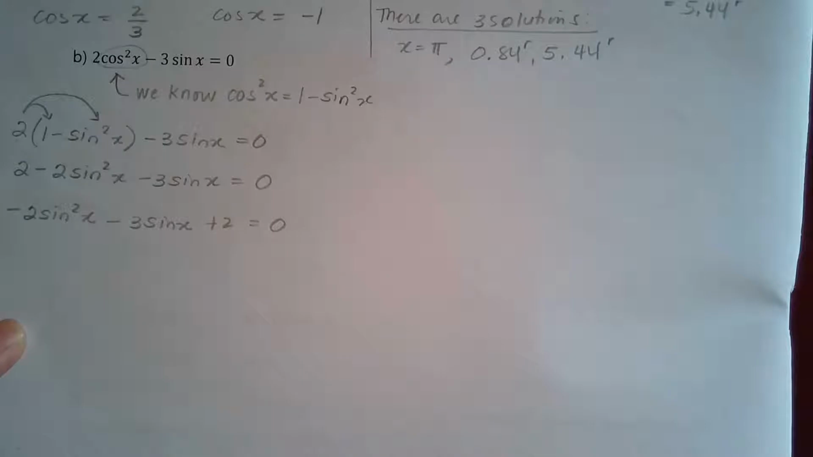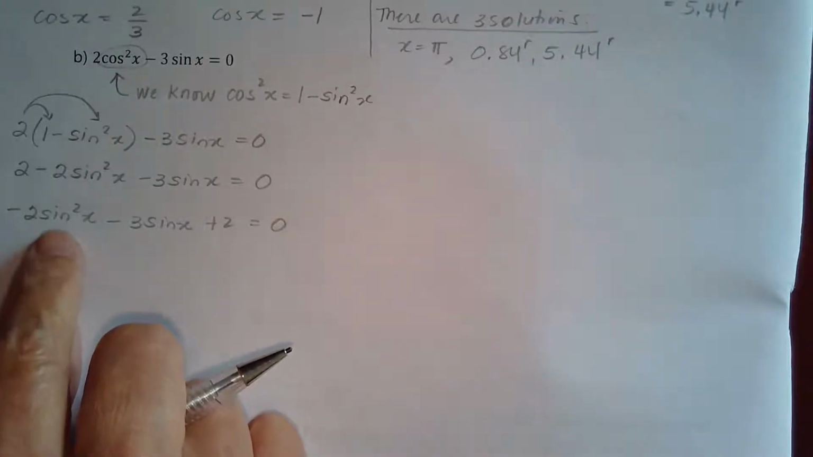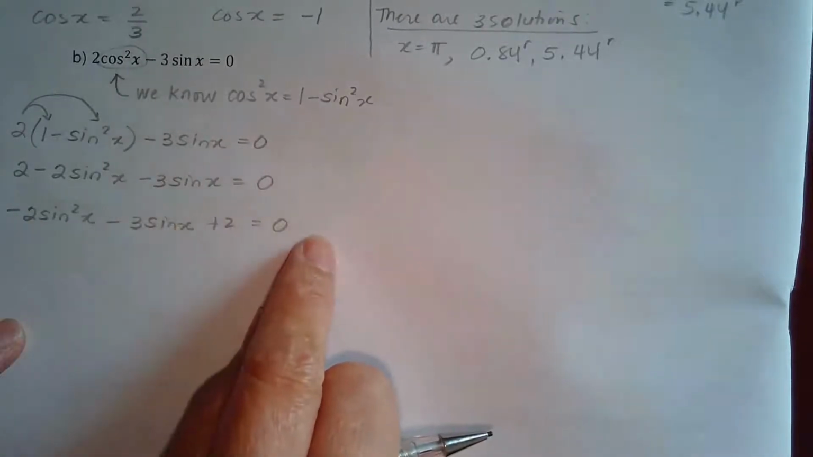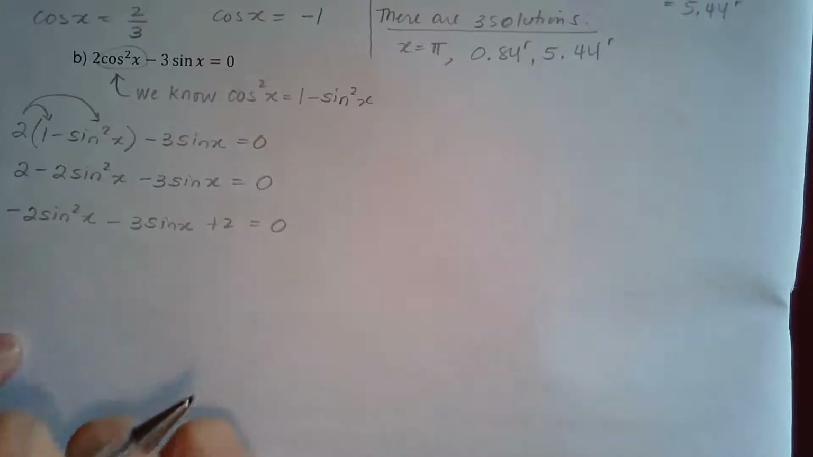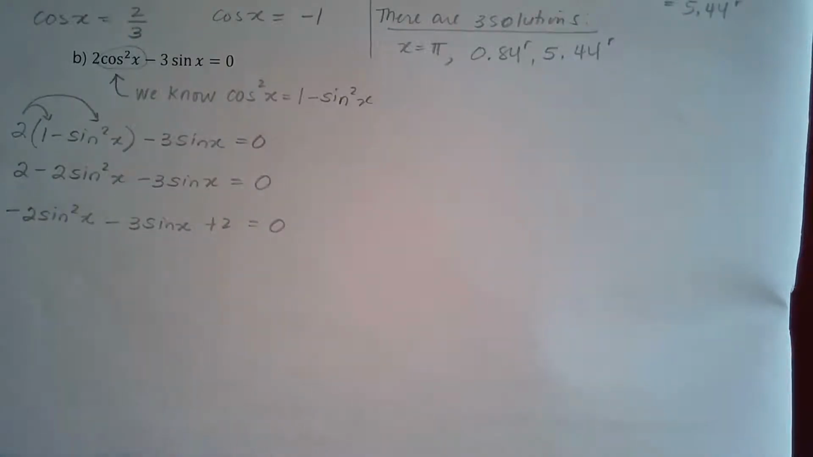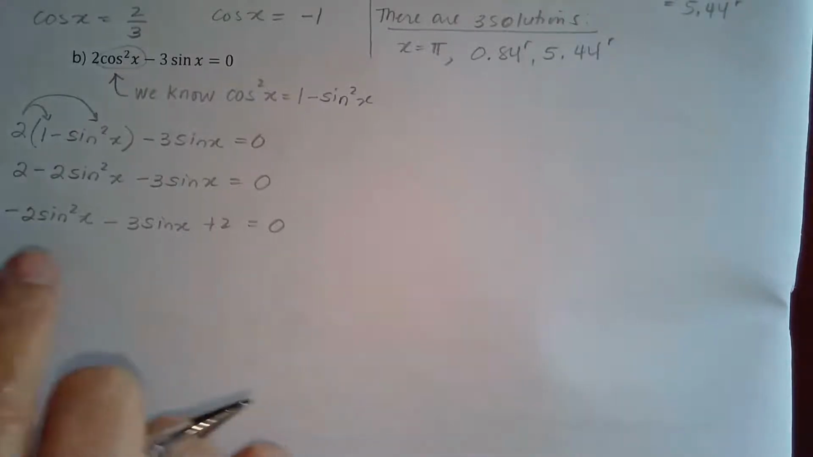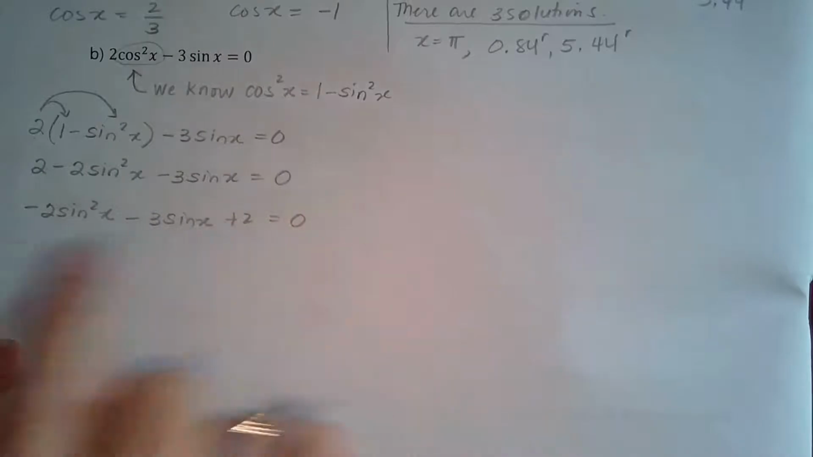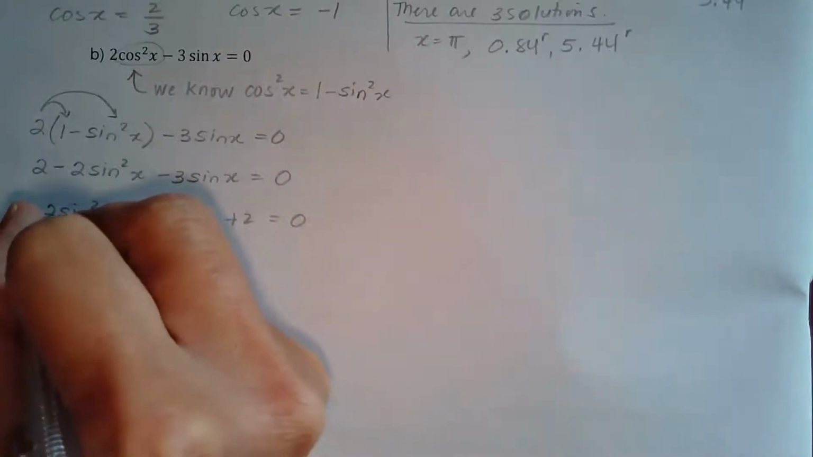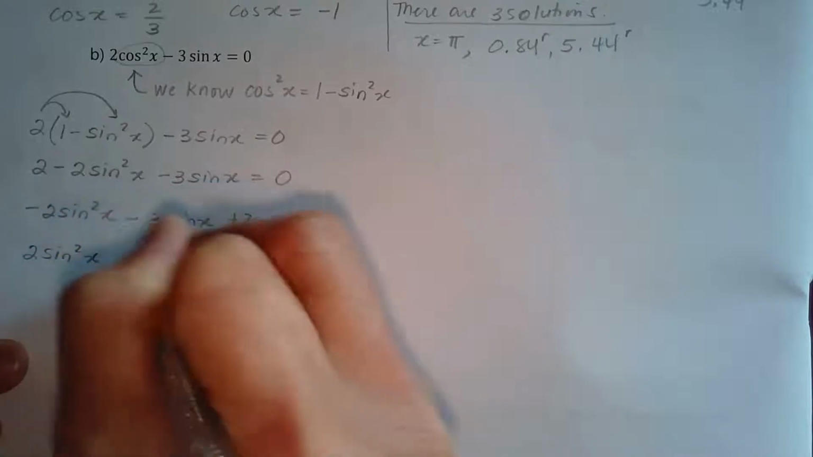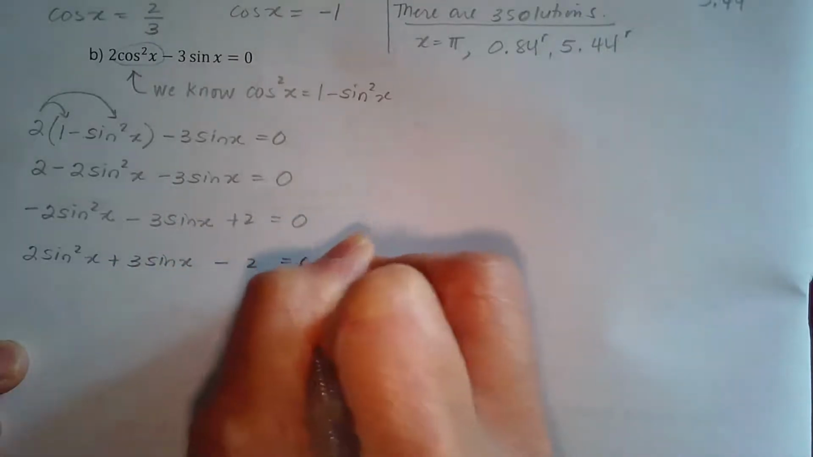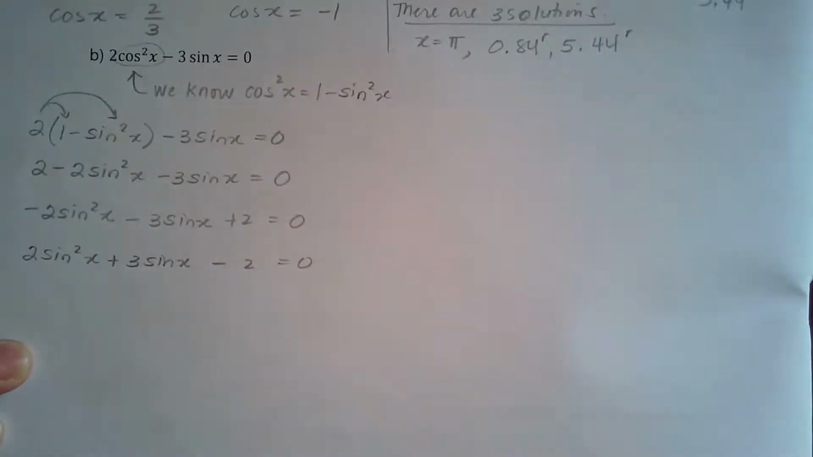Well, what I'm thinking about is we can multiply everything by -1 to get rid of this negative in here, so that our trinomial starts with a positive 2 sine squared of x instead of a -2. Or you can say we can divide by -1. It doesn't matter. I'll just say multiply everything by -1. So that becomes 2 sine squared of x plus 3 sine of x minus 2. So we multiplied everything by -1.